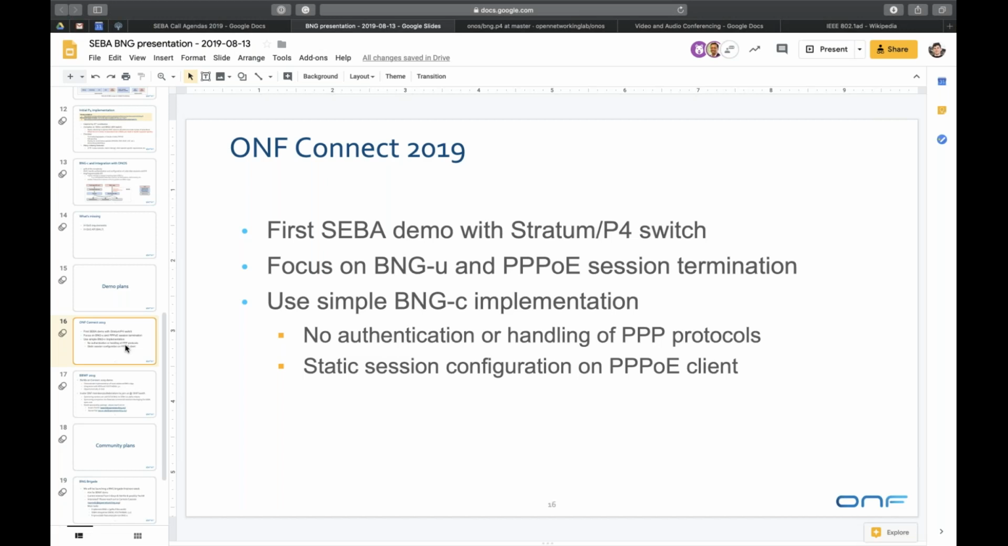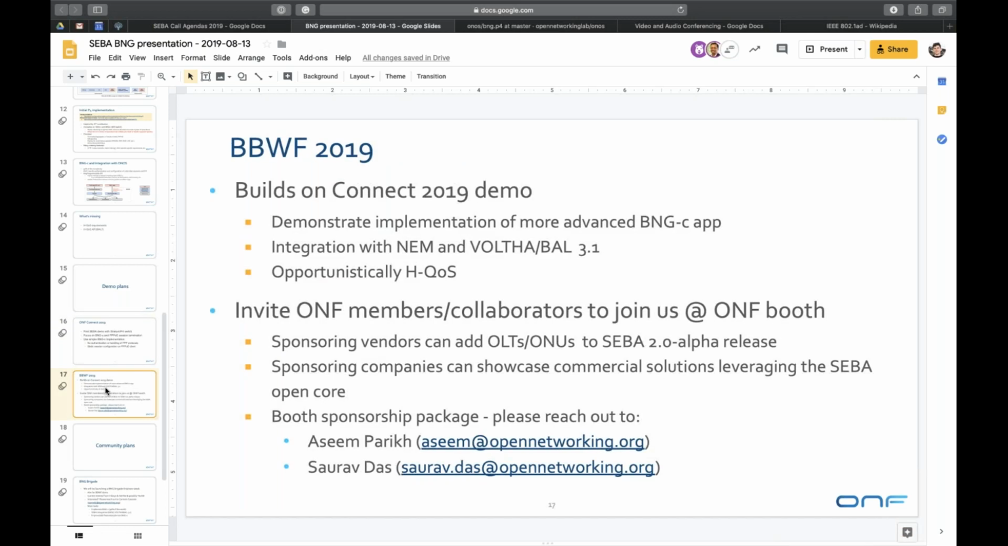Of course, this is only 4 weeks away. So the BNGC implementation will be very simple. We actually won't have the PPP protocols implemented, but a lot of it will be done using static session configuration and manually triggered.